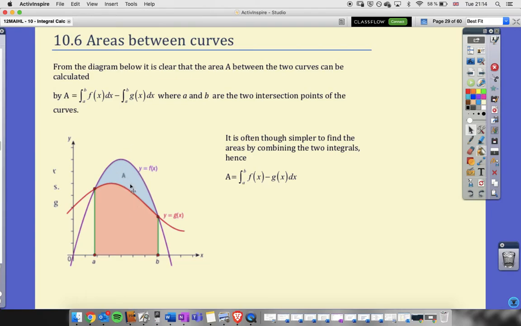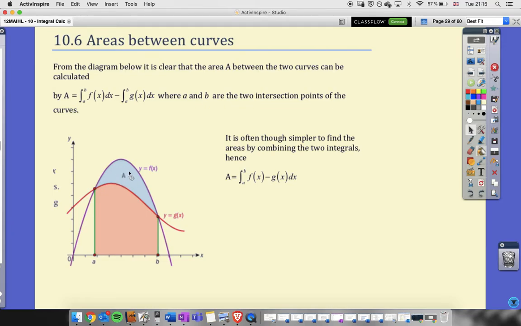So if we were after this area A between the curve f of x and g of x, it's clear that if we took all of the area below this purple curve right the way down to the x-axis and then subtracted the area below the red curve, we'd be left with the blue area. So one way of finding the area between the curves is to find the definite integral for f of x, and then subtract the definite integral for g of x, and that will give us the required area A.